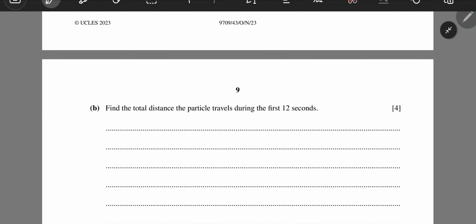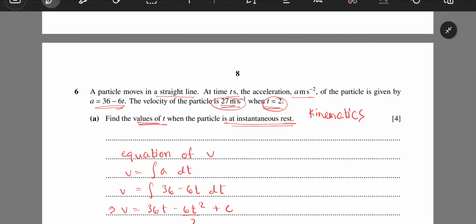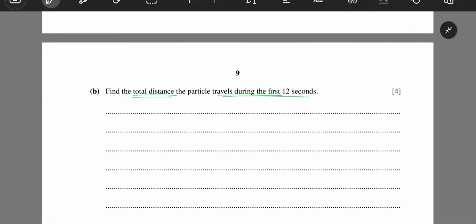Moving on, find the total distance the particle travels during the first 12 seconds. So, if you're going to find the distance traveled, which is not a vector, any displacement that we get with a negative sign must be considered with a modulus.